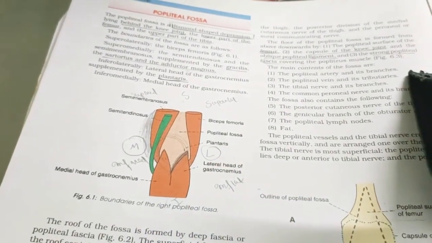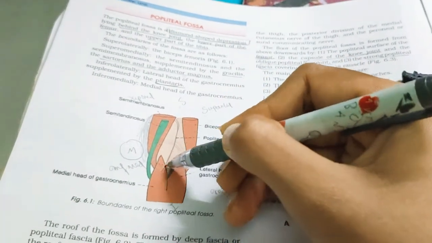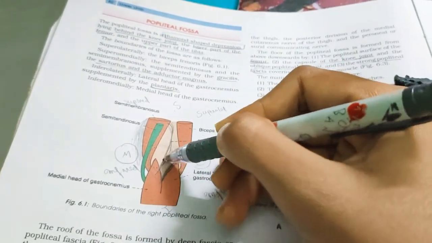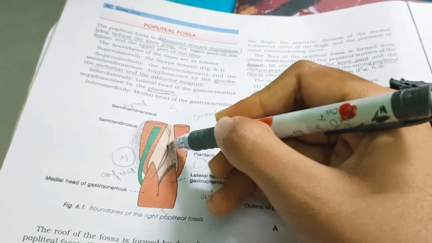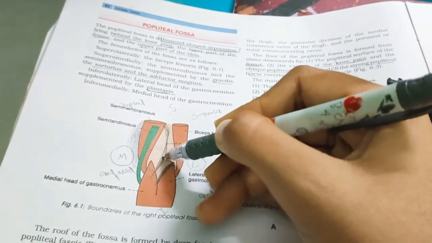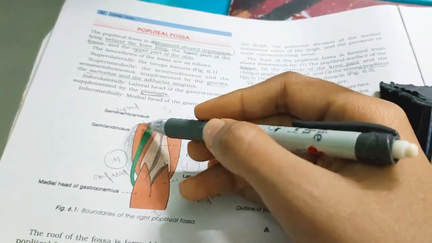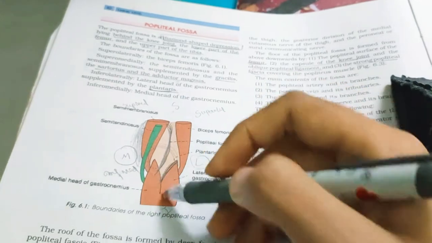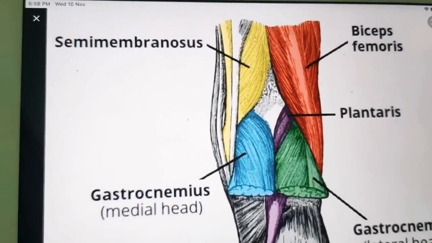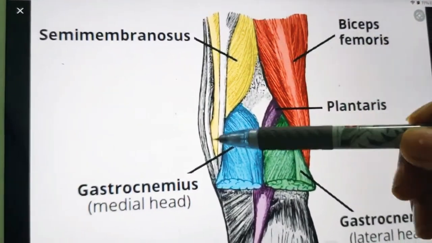Of course, we already discussed before the contents of popliteal fossa are nothing but the popliteal vein, popliteal artery, tibial nerve, common peroneal nerve, right? So the medial relations of popliteal artery are, of course, on the upper side semitendinosus, semimembranosus. On the lower side we'll have the medial head of gastrocnemius muscle. So in this diagram now we can see the lateral relations. So till now we discussed medial relations.